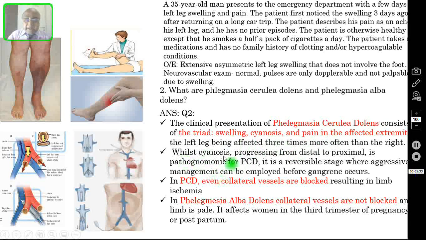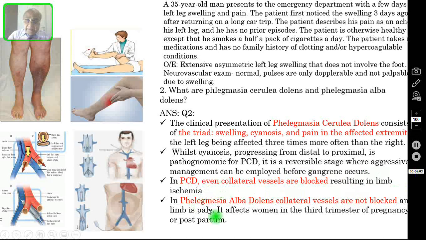While cyanosis progressing from distal to proximal is pathognomonic for phlegmasia cerulea dolens, it is a reversible stage where aggressive management can be employed before gangrene occurs. You can salvage the limb. In phlegmasia cerulea dolens, even collateral vessels are blocked. That results in limb ischemia.